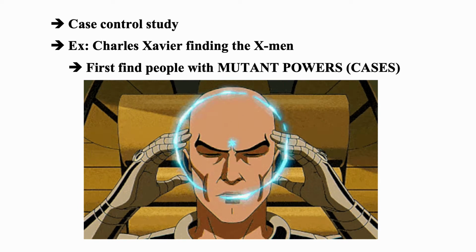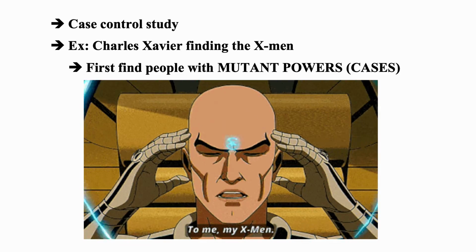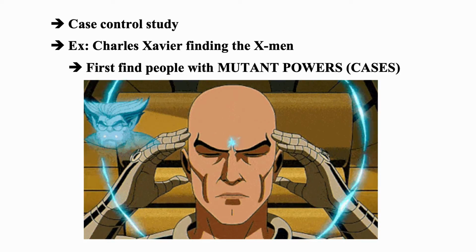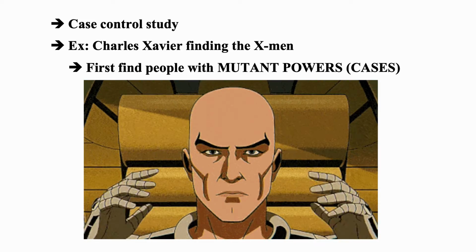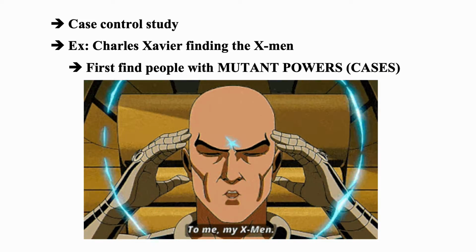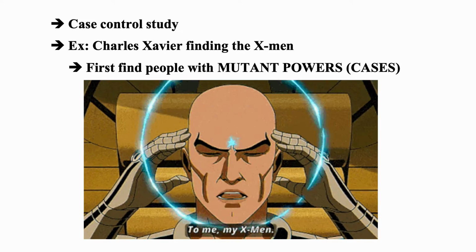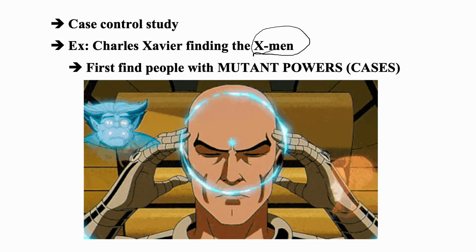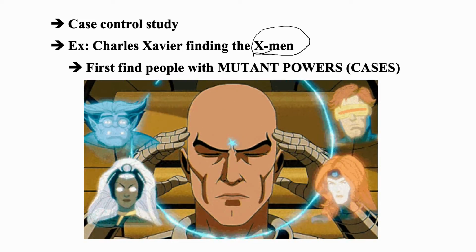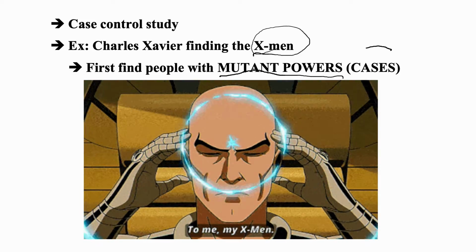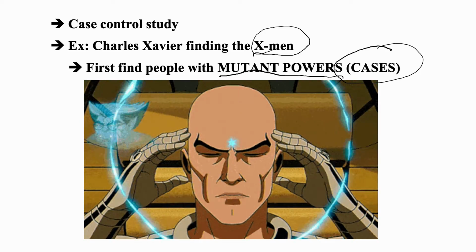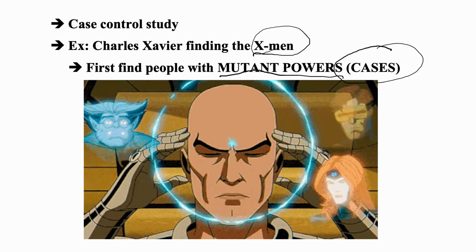An example of a case control study, if any of you are comic fans or X-Men fans: there was a guy that assembled all the X-Men, Charles Xavier, and he used his telekinetic powers to find all the X-Men. So here you can think of Charles Xavier finding all the mutants. He's looking first for the cases, and then once you have the cases, you'll find an appropriate control group.